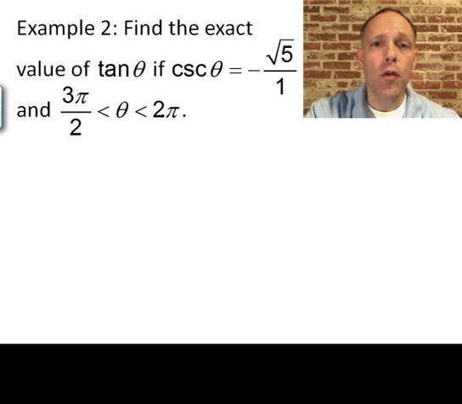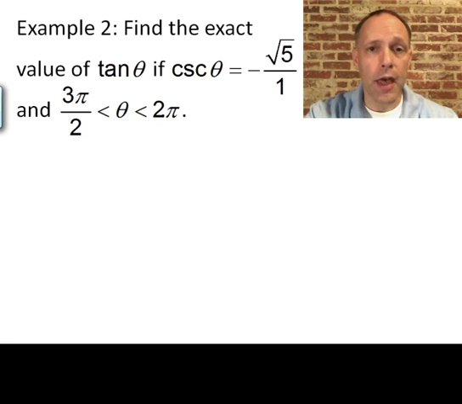For the second example, we're going to find the exact value for tangent of theta if cosecant of theta is the negative square root of 5 and the angle theta is between 3 pi over 2 radians and 2 pi radians. If you're not familiar with radians, 3 pi over 2 radians is 270 degrees, 2 pi radians is 360 degrees. Pause the video right now and see what you can do about coming up with a diagram, and if you really feel adventurous, go ahead and see if you can work it out all on your own, then check it against my work.